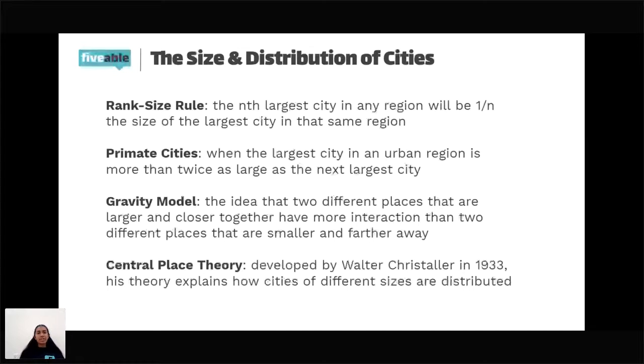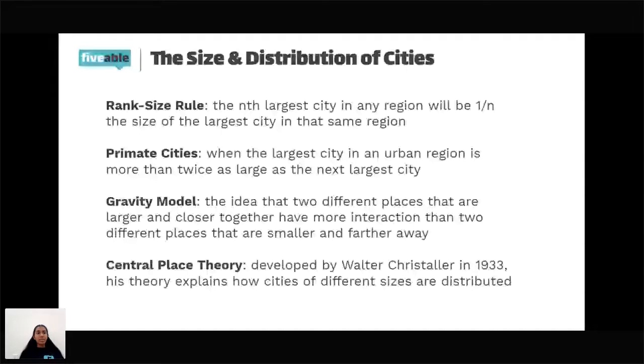And the rank size rule usually applies to developed countries or regions such as the United States, Canada, and Australia, because it shows that the cities gradually decrease in size instead of one big city. Exponential decrease, yeah, pretty much. But there's not one big city with a bunch of small cities. It's a gradual decrease, as Marcus said. And primate cities are similar to the rank size rule, but apply to developing countries.